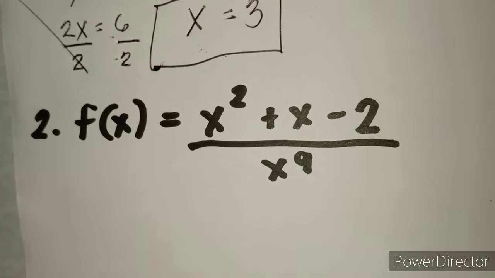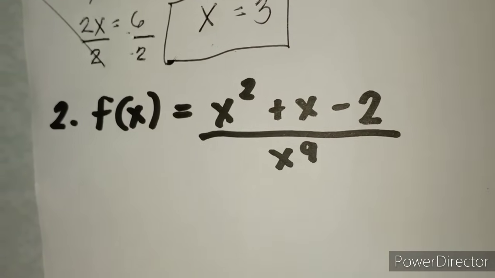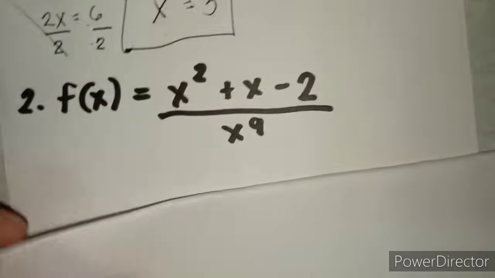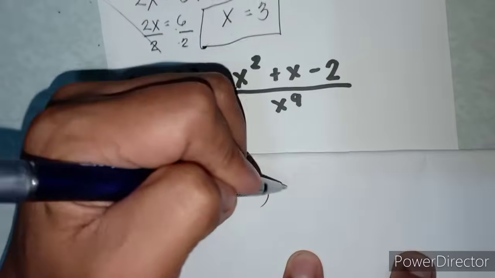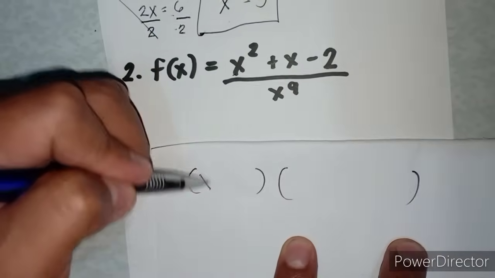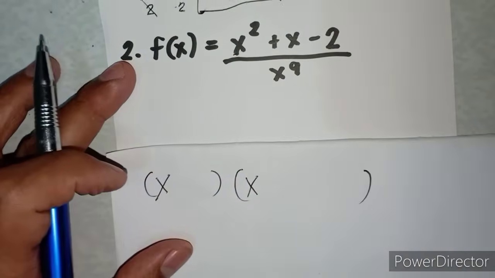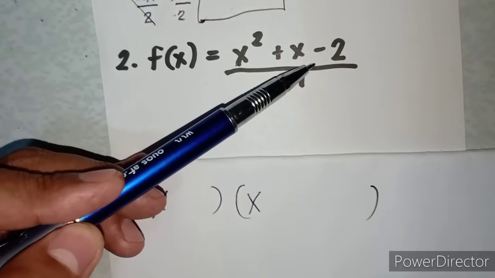At tuturuan namin kayo kung paano po ang mag-factor ng ating trinomial. Trinomial ang tawag dyan. Ano po ang factors ng x squared? Obviously, ang factors po ng x squared ay x and x. Meron na tayong x and x. Next, observe our last term. Ang last term po natin dito is negative 2.